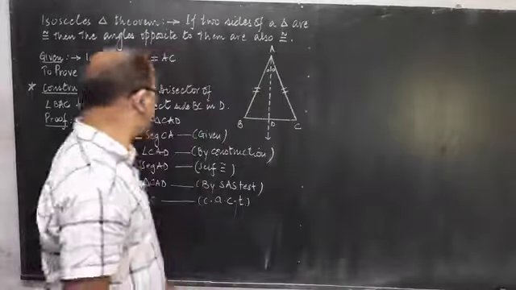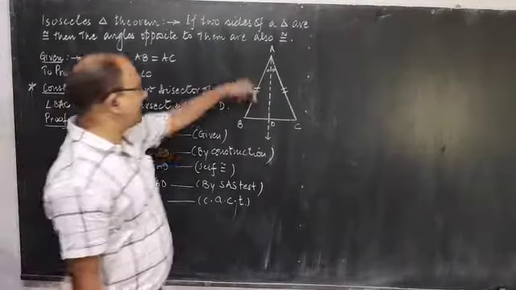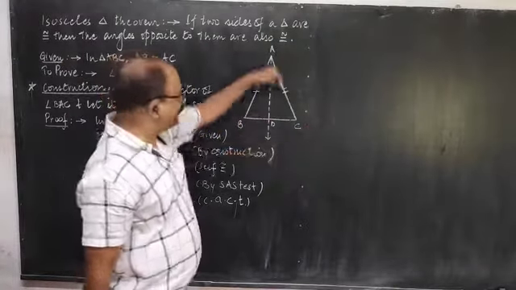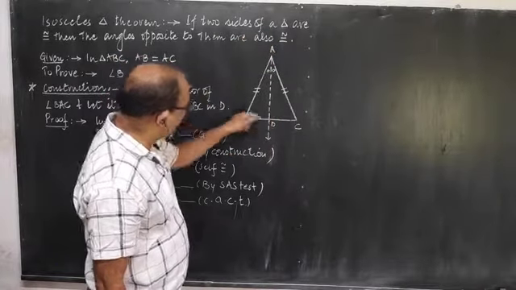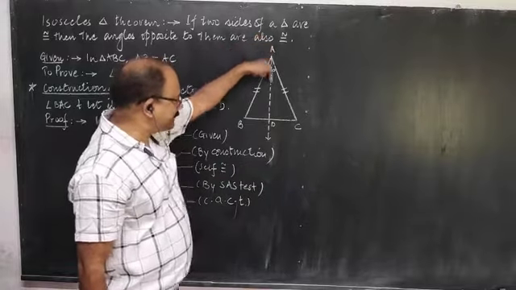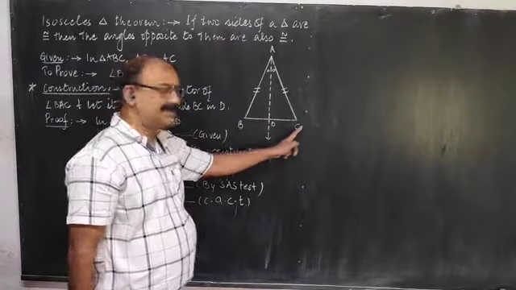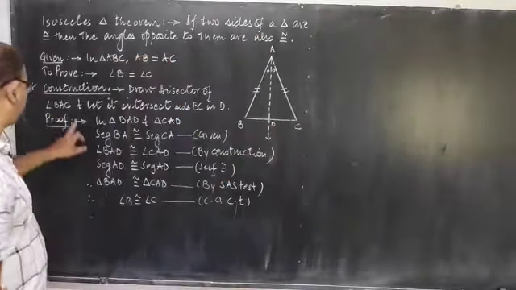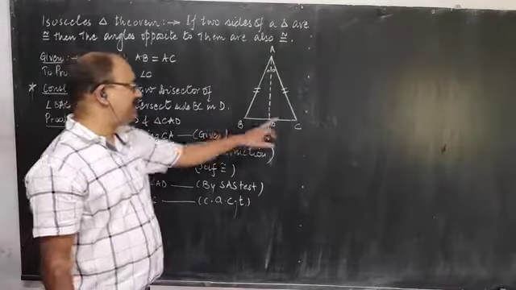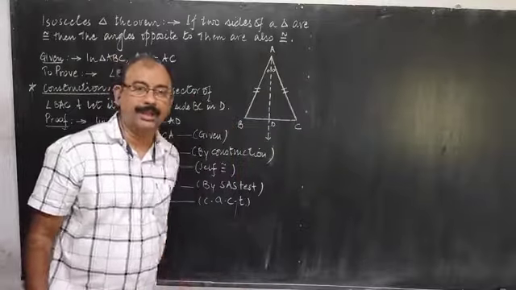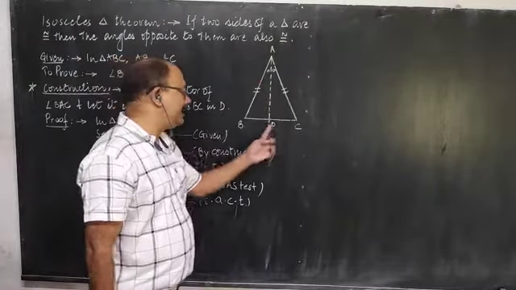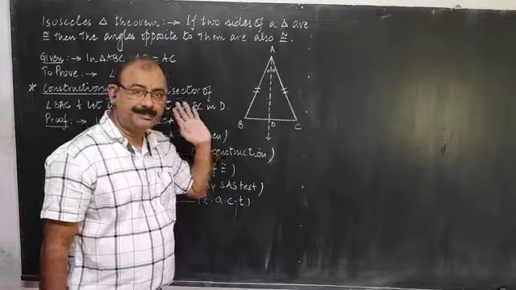Now what is the construction? Draw the bisector of angle BAC. Draw the bisector of angle BAC and let that bisector intersect the opposite side BC in D. We have written that. Draw the bisector of angle BAC and let it intersect side BC in point D. Okay. Now we will consider the triangles, triangle BAD and triangle CAD.